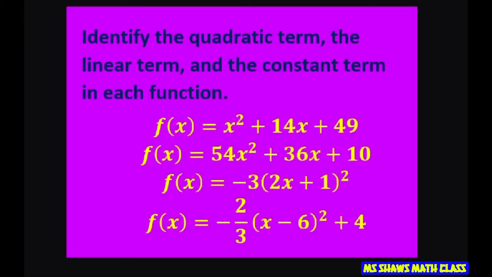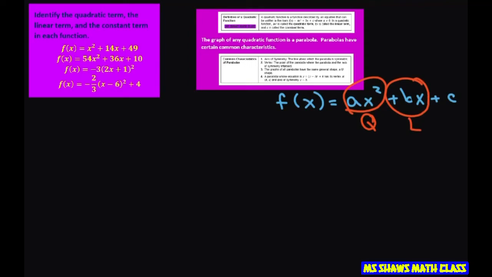Everyone, we're going to identify the quadratic term, the linear term, and the constant term of each function. Usually your functions are f of x equals ax squared plus bx plus c. This is your quadratic term. This is your linear term. And this is your constant term.